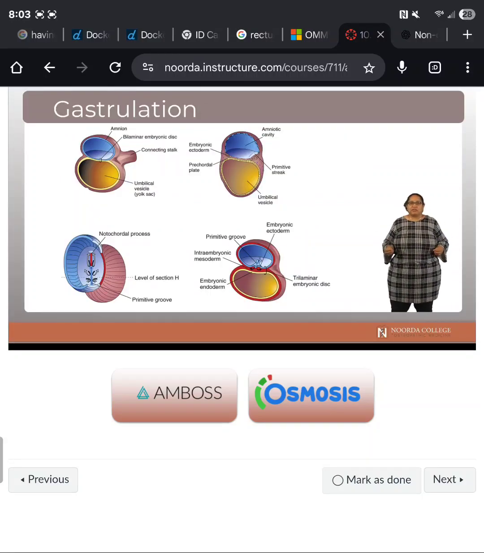Gastrulation is the process by which the bilaminar embryonic disc is actually converted into a trilaminar embryonic disc. This happens at 3 weeks. So again, easy to remember, bilaminar 2 weeks, trilaminar 3 weeks. Having said that, when the embryo is 3 weeks old, many women don't even realize that they're pregnant yet.